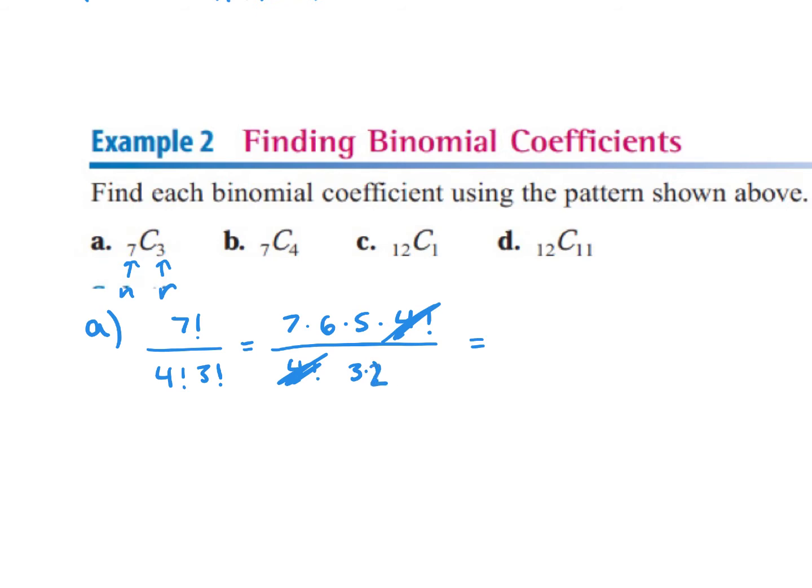3 factorial is 3 times 2. And 3 times 2 is what? 6. So 3 times 2 is going to cancel out with 6 on the top. So then what am I left with? Seven times 5. That's all I have left on the top. Nothing on the bottom. 35.